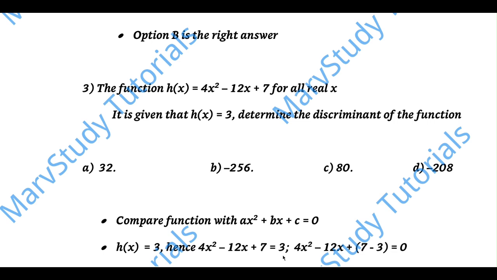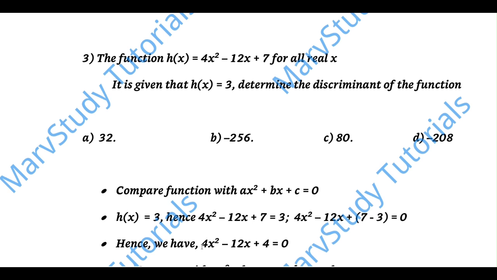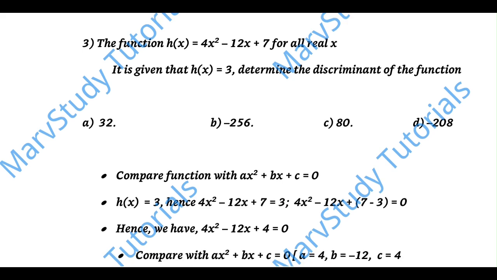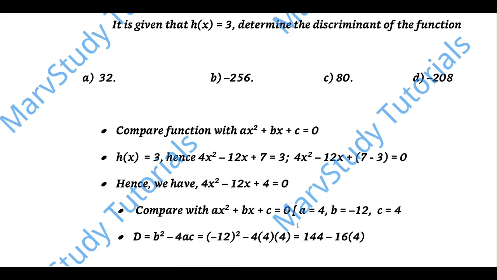So if we move it to the left hand side, we'll have 7 negative 3, which is positive 4. So hence we now have 4x squared negative 12x plus 4 equal to 0. So comparing, we can now see that a is 4, b is negative 12, and c is positive 4. So substituting, we'll have negative 12 all squared, because b is negative 12, negative 4 times a, which is 4, times c, which is still 4.